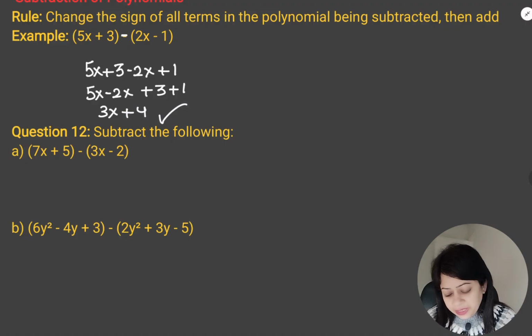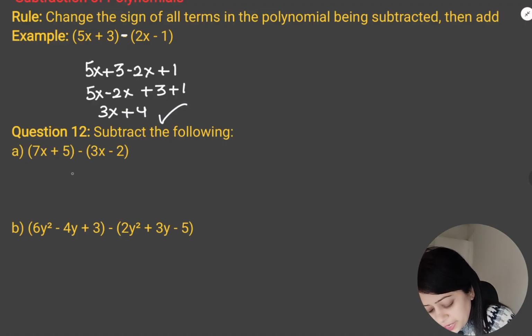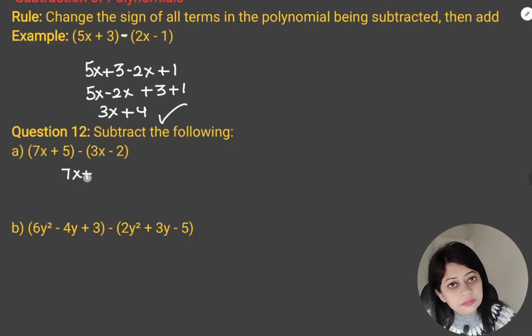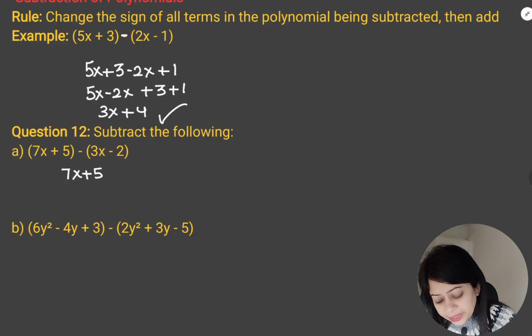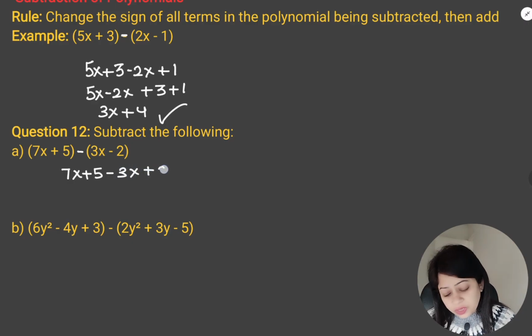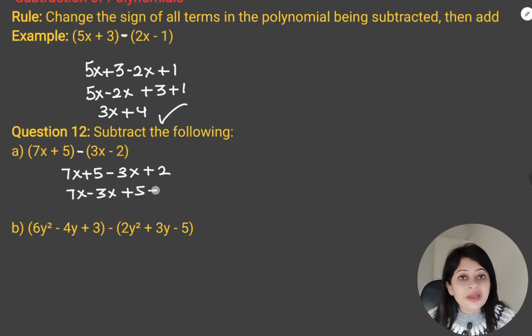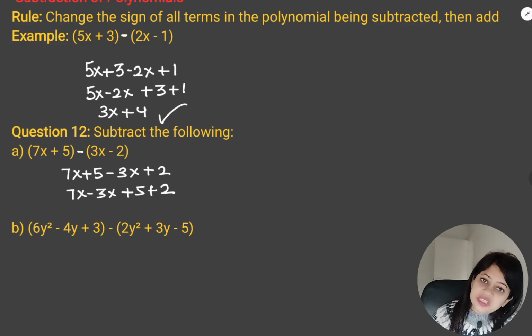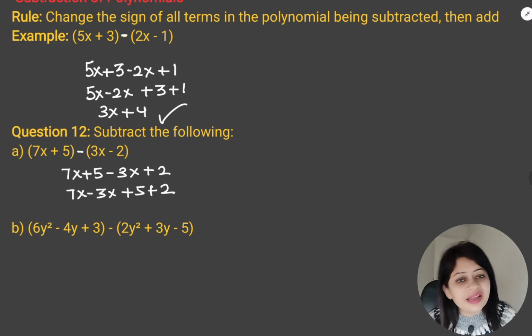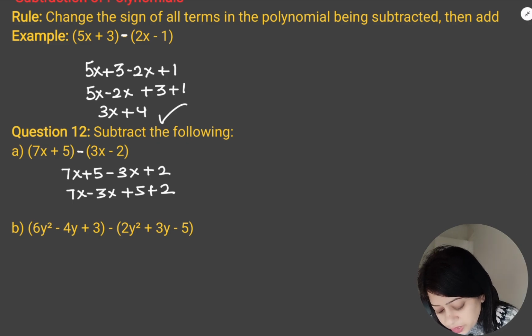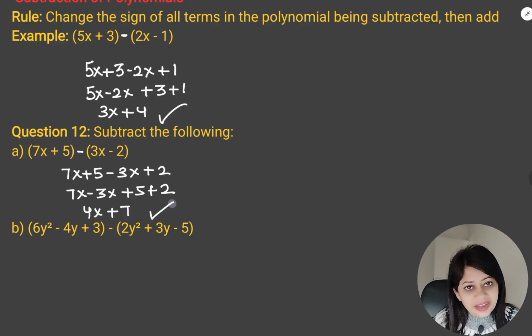Okay. Next, here 7x plus 5. Now open the bracket and change the signs because we have a negative sign outside the bracket, right? So it will become 7x minus 3x plus 5 plus 2. Whenever we add or subtract, always group like terms. What is 7 minus 3? 4x plus 7. This is our answer, right?